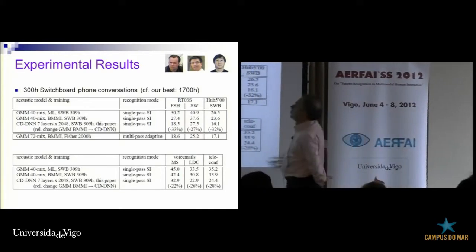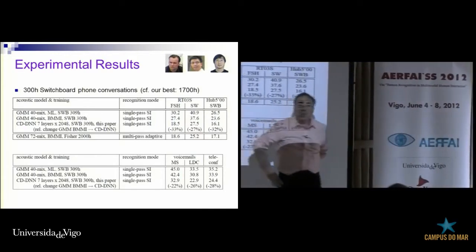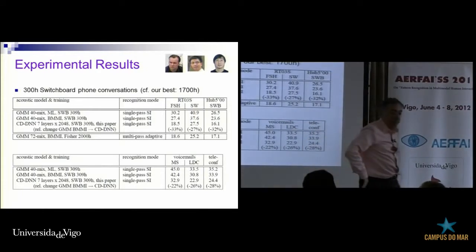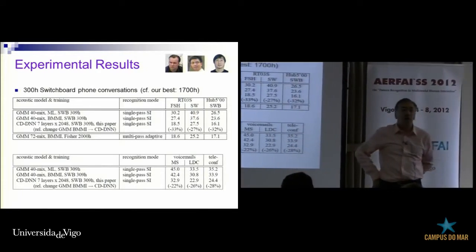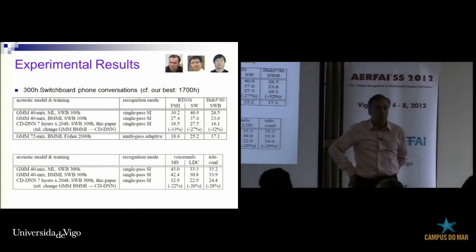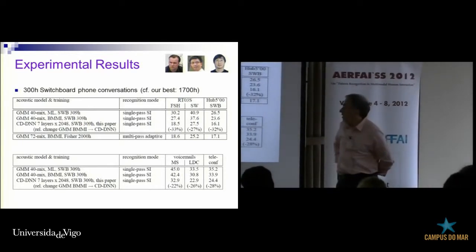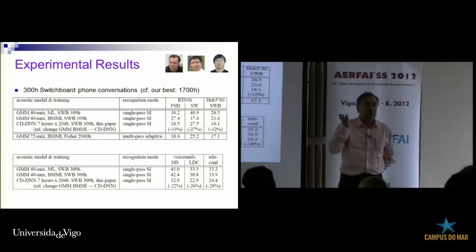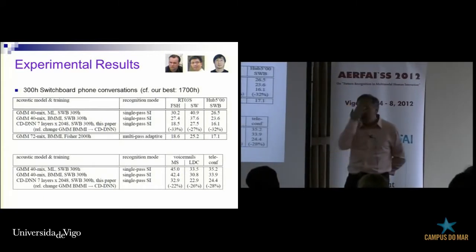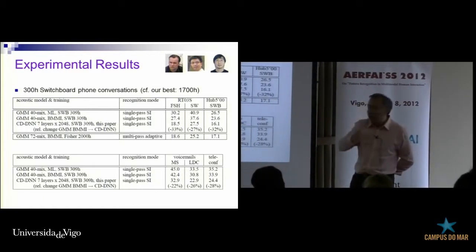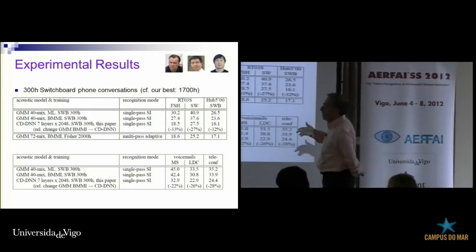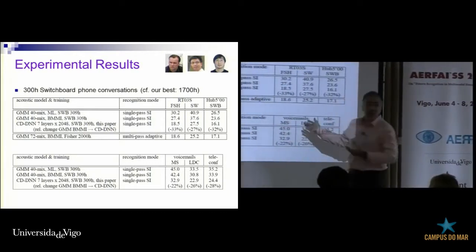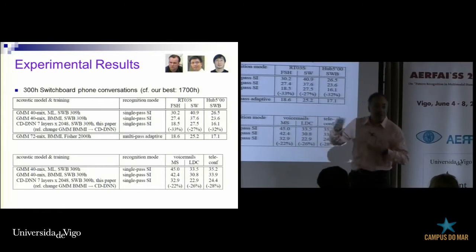So we use this Switchboard task here because we thought, well, this is like a publicly acknowledged task. So if we publish results on this task, everyone, all the reviewers, everyone in the community will know what we're talking about. But we also wanted to know if it worked well in some of the tasks that our product group was interested in. That's part of the things that we do too.